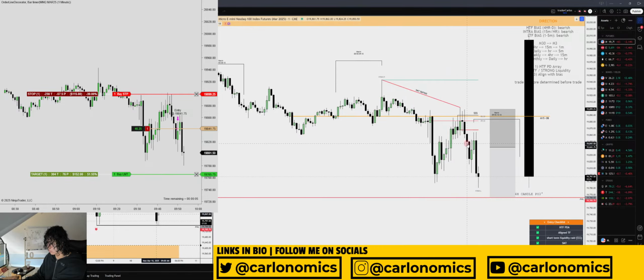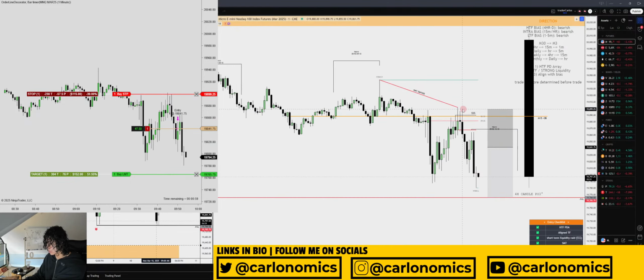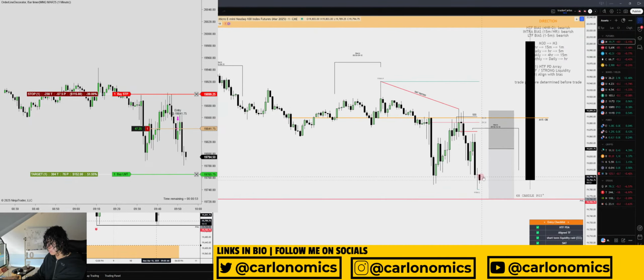So I entered a short here with a stop above. Pretty tight stop. Not pretty tight, but I put a stop at this swing high up here and target the previous day low. So this is basically like a 1-to-1, but the setup presented, so I just took it.